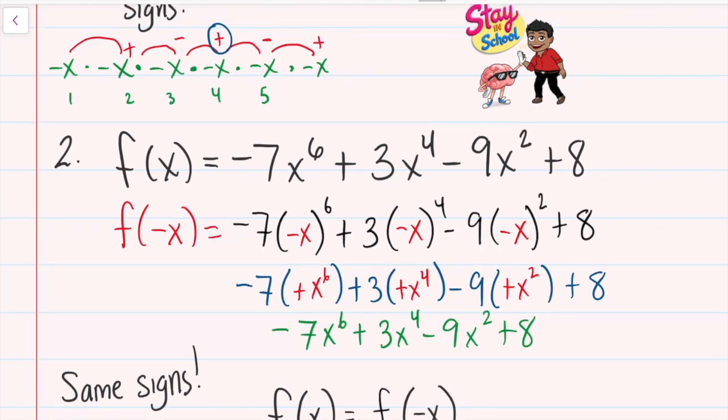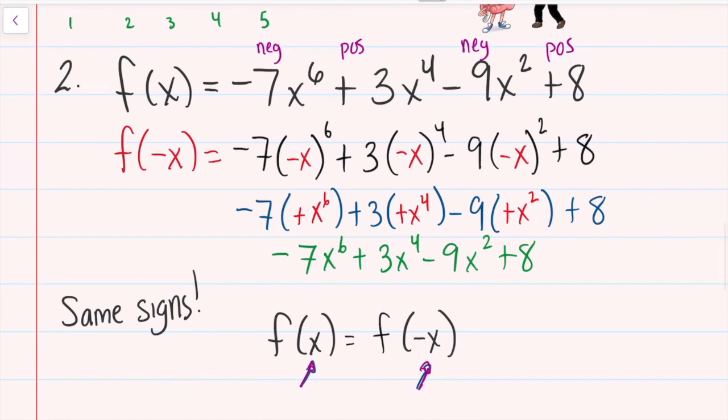So look at this, guys. This used to be negative. This used to be positive. This term used to be negative. We're checking each term, guys. And this one used to be positive. If I check the same terms, this is still negative, this is still positive, this is still negative, and this is still positive. So because nothing changed, even when I put in an opposite x, we know this is an even function.